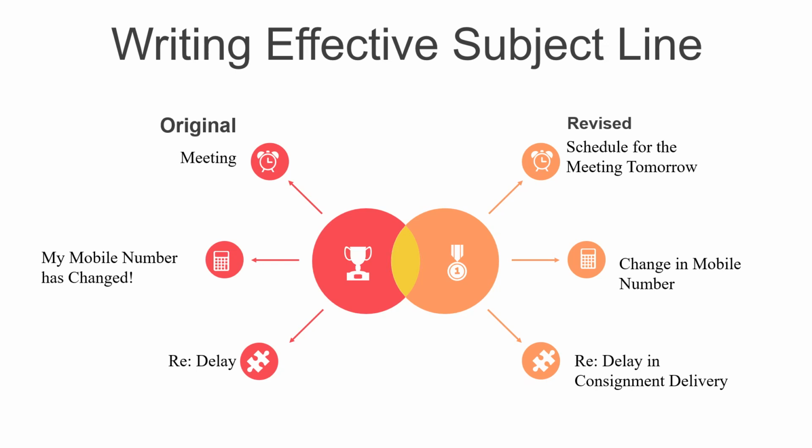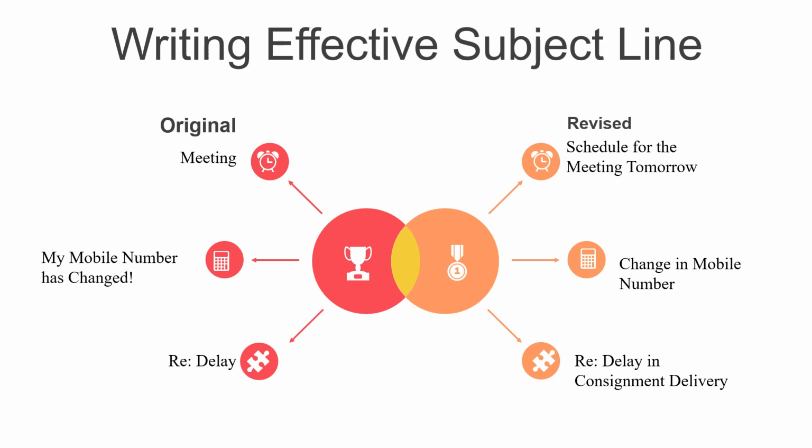See, "delay in consignment delivery." You can easily understand which gives you a clear priority. If you simply put "delay," people will never open it. What is delay? Let us read it later. Let us have it for the future time. But when you make it very clear, "delay in consignment delivery," that is professionalism.